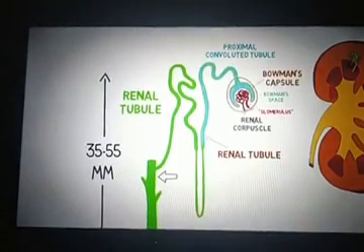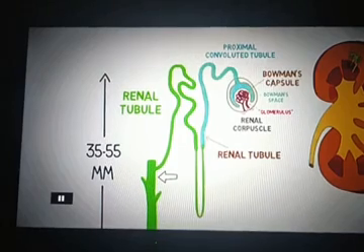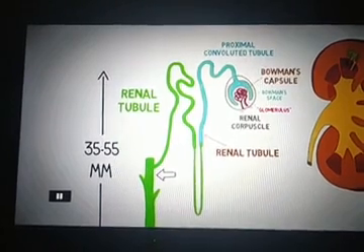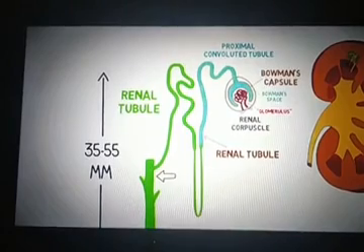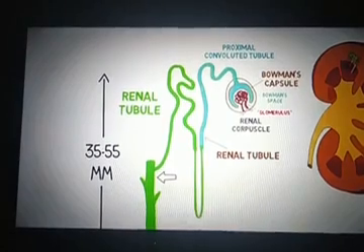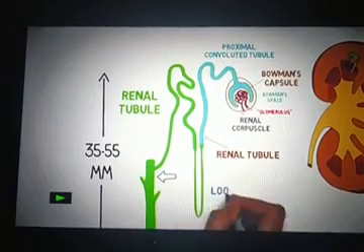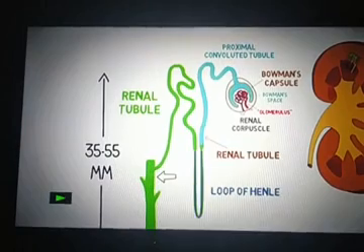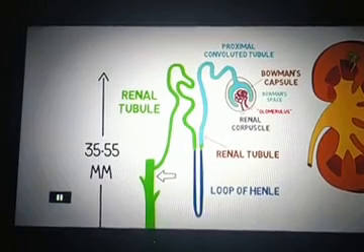Now let us start from the part where it starts, where it is associated with the Bowman's capsule. That part is called the proximal convoluted tubule, which is colored in light green. Then there is another structure, a U-shaped structure in dark blue.